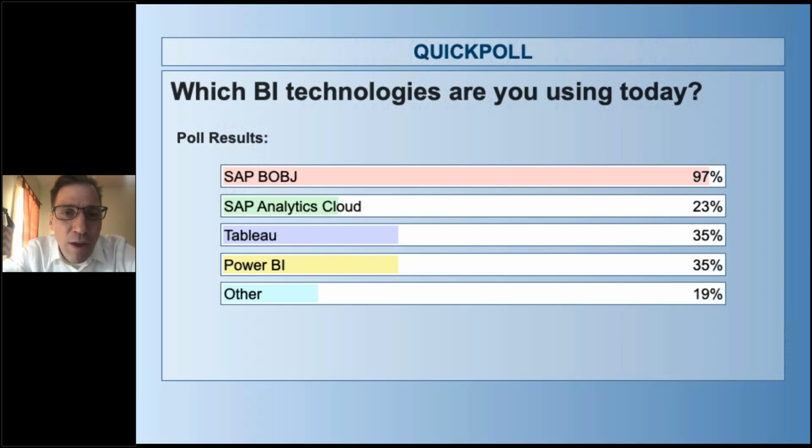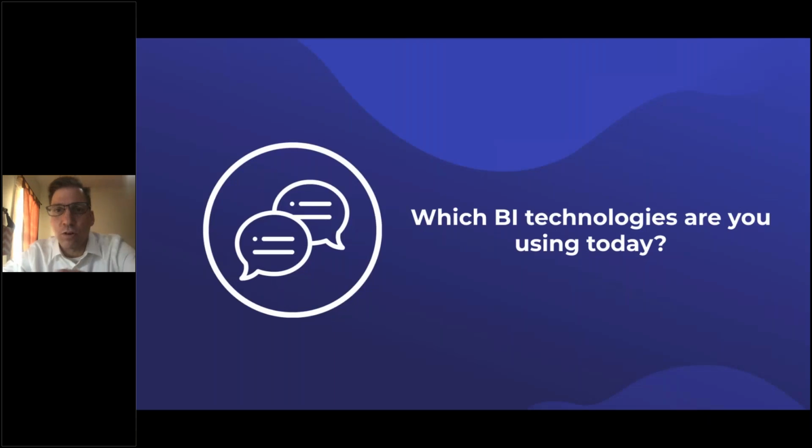First and foremost, thank you everyone for chiming in and for posting your technologies. Obviously, we see a 97% for Business Objects. That's great to hear. 23% for Analytics Cloud, and of course, high percentages for Tableau and Power BI. Wonderful. So with that, we'll close out that poll. And Don, you can take it away.